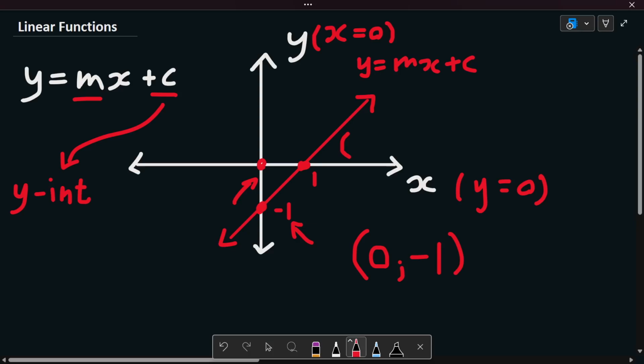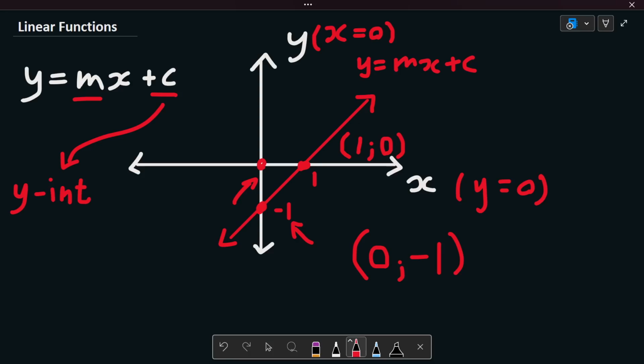We have 1 over here, which indicates that the x value is equal to 1 in this case, because remember that's the x value on the Cartesian plane. And then our y value will be 0, because it is touching the x-axis. So that is how we look at linear functions.